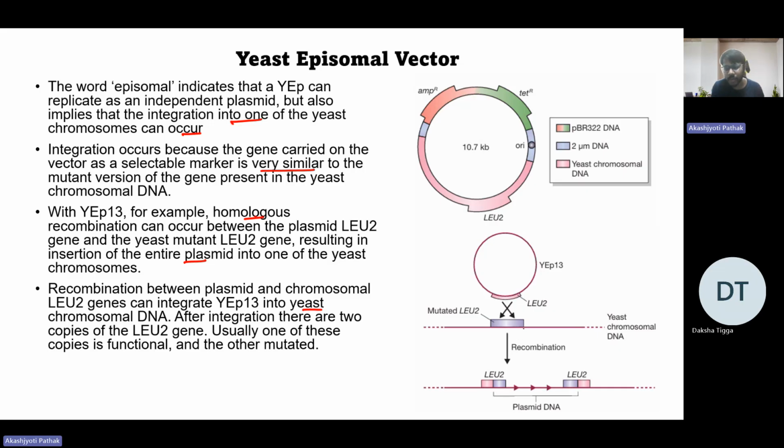Okay, you see here, once recombination has taken place, the plasmid gene has got inserted between this mutated leucine 2. So there are two leucine 2 genes now. Because this gene of interest, by homologous recombination, has inserted into your plasmid vector between your leucine 2 gene. So it has two leucine genes. Now one of these will be mutated and the other will be functional.